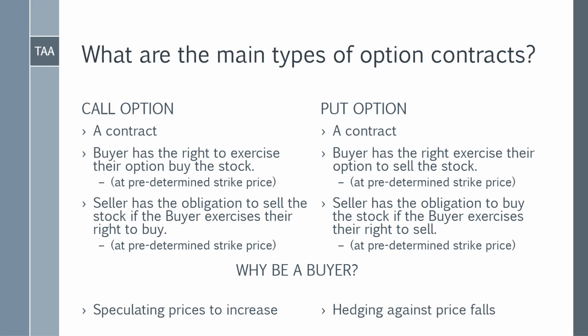A put option is also a contract and a derivative, but here the buyer, instead of having the right to exercise the option to buy, has the option to sell the stock at the predetermined strike price. The seller has the obligation to buy the stock if the buyer exercises their right to sell. So in essence, if the buyer wants to sell the stock, the seller has to buy it. And if the buyer doesn't want to sell their stock, the seller doesn't have to do anything. So in this case, the buyer is often hedging against price falls.